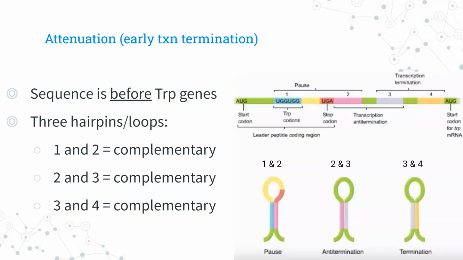And there are 3 hairpin loops that form. The 1 and 2 is a pause, and it doesn't indicate anything about whether transcription is going to stop or continue. There's 2 and 3, which is the anti-termination or the go signal, and then the genes are transcribed. And then the 3 and the 4 signifies termination. We'll go through these, and I'll have a slide that shows a good overall view.